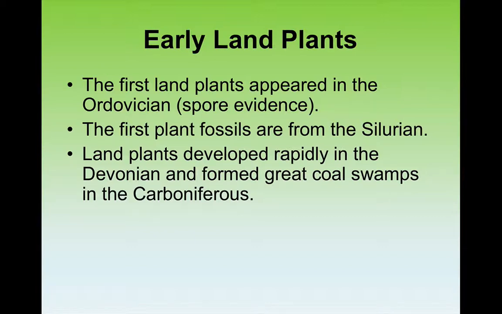Once they started to colonize this huge ecological niche of the land, they evolved very rapidly through the Devonian, and in particular, the Carboniferous period is one where the plants became very different, very dominant, I suppose, in terrestrial ecosystems.